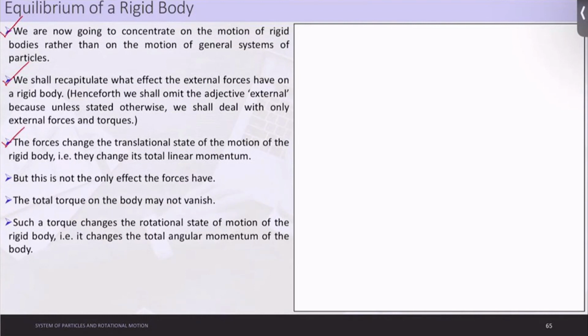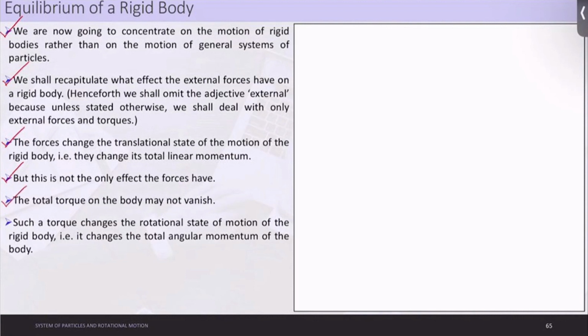Okay. So the forces change the translational state of the motion of the rigid body, that is, they change its total linear momentum. It's correct. So the velocity may change or increase, and hence if there is a change in the linear momentum, then we will say that there is a force. But this is not the only effect the forces have, right?